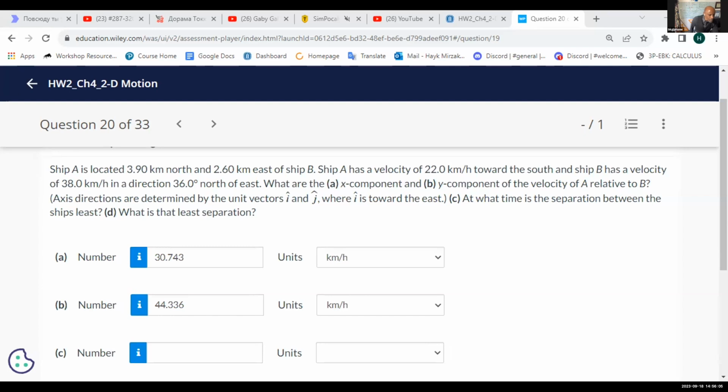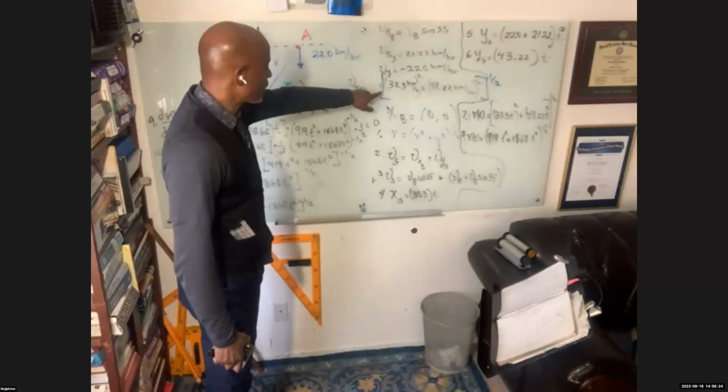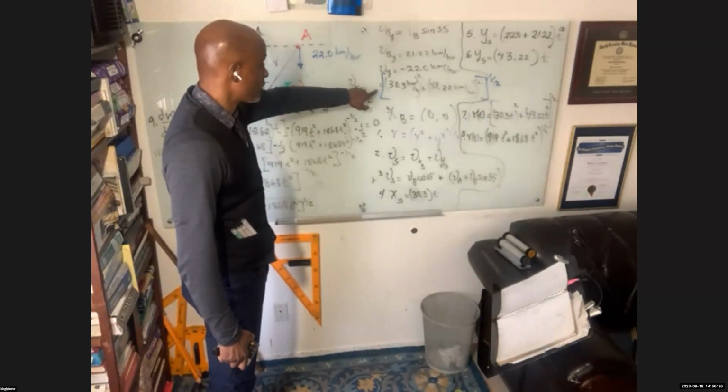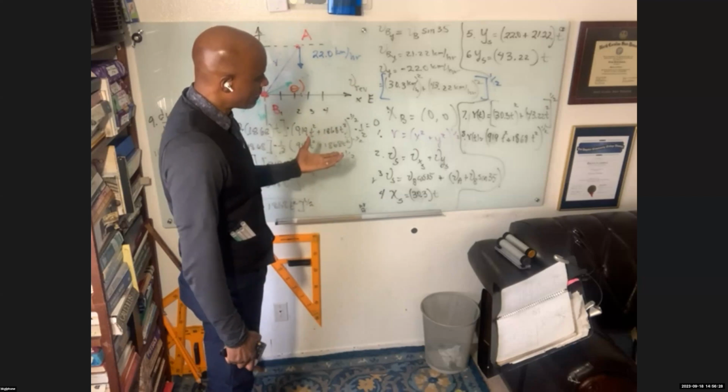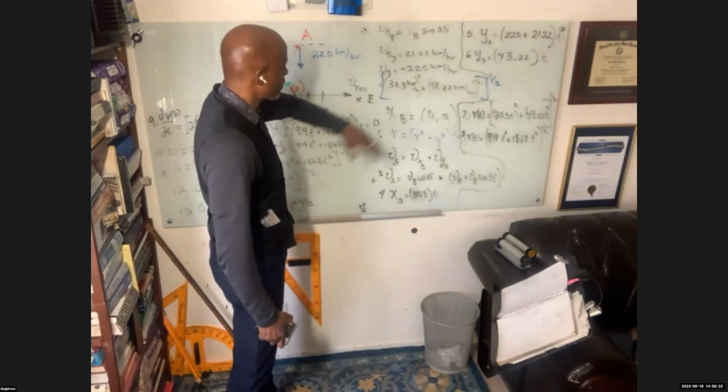So what question were you asking about? This part A? What are the X component and Y component of velocity A relative to B? Oh, I didn't catch that. You're right, I was just, yeah. So that part is, you're right. What I'm doing here gives the total velocity relative to one another. But they're asking for the components, which we've already done. That's actually the components of each.